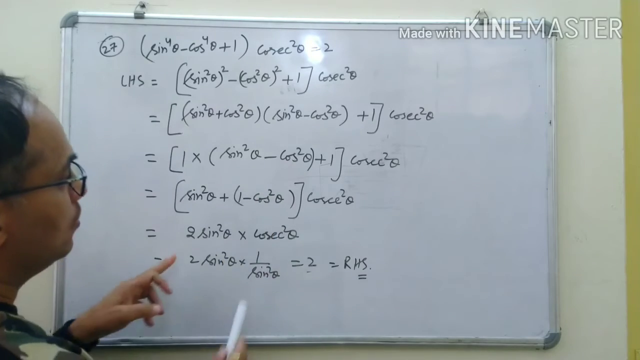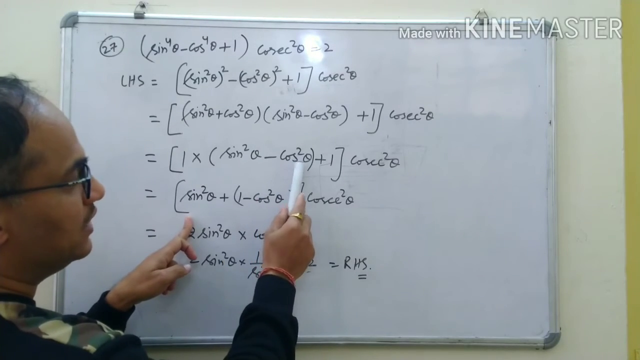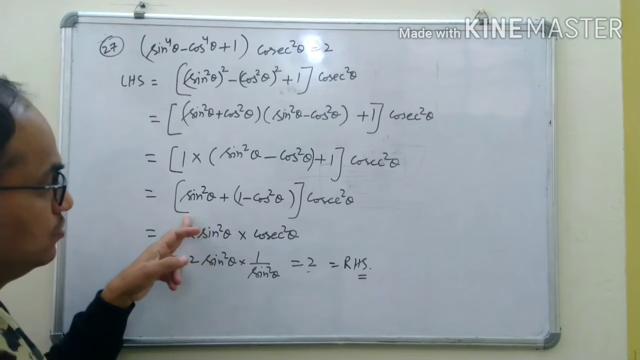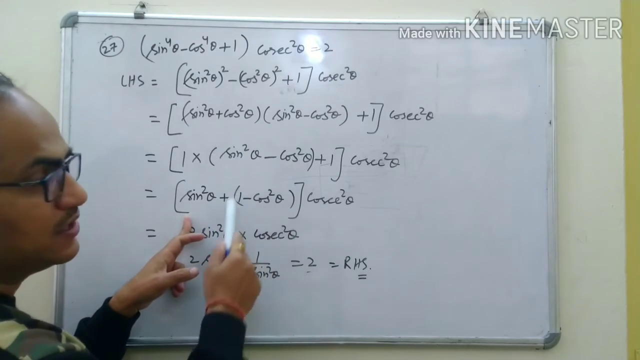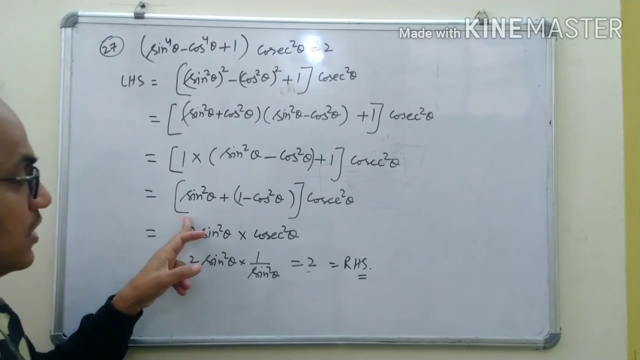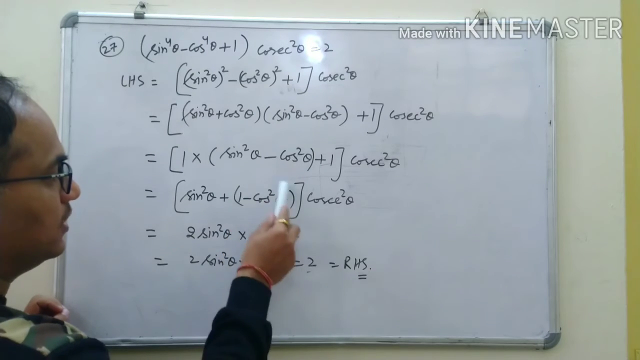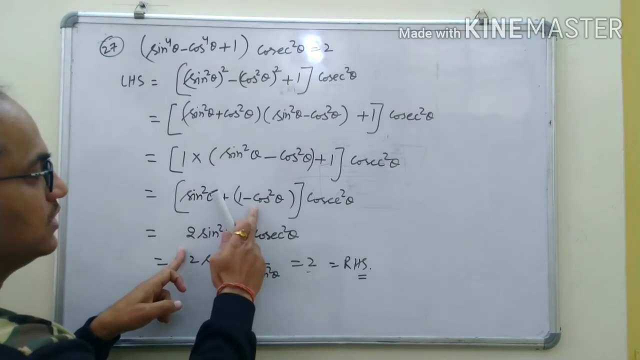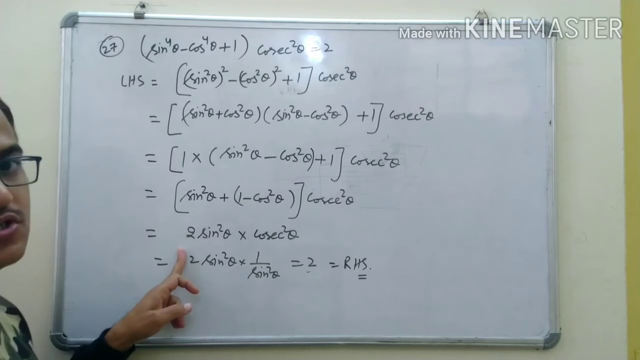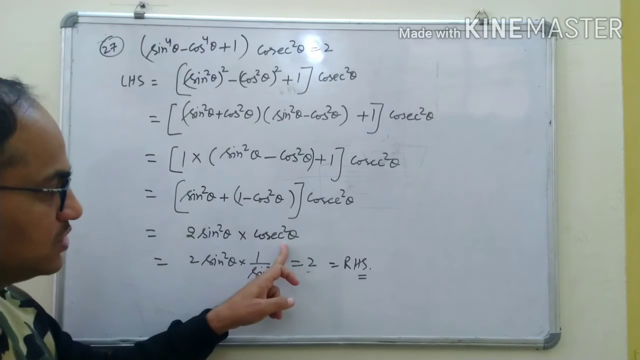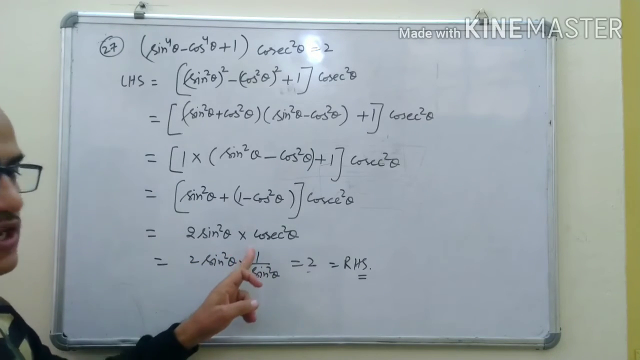And sin square plus cos square theta is 1. Now we see that 1 minus cos square theta can become sin square theta. So we have 2 sin square theta. So 2 sin square theta into cosec square theta gives us the value 2.